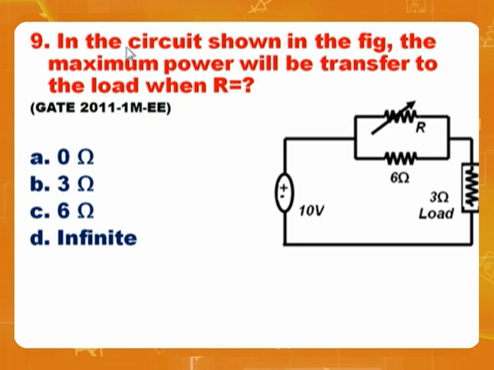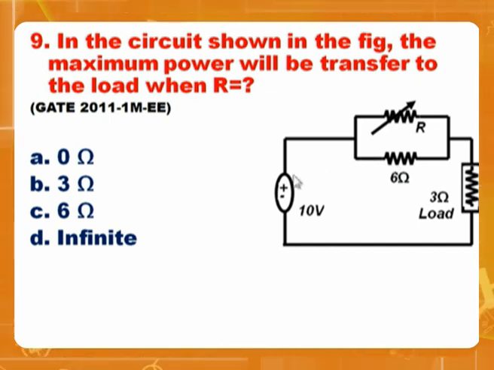Again I am back to maximum power transfer. In the circuit shown in figure, the maximum power will be transferred to the load when R is equal to how much? As you know, this is given as 3, so total impedance must be 3. So simple. And the Thevenin's impedance is what? When you open circuit this and look from here, 10 and R parallel 6.